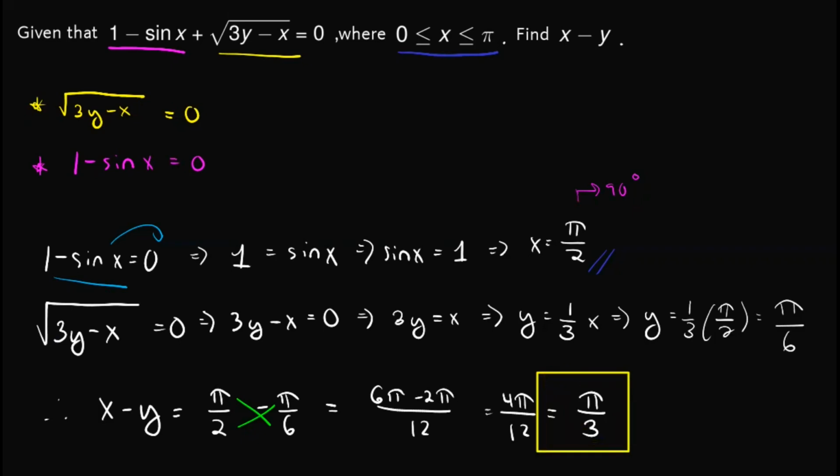So the key in solving this problem is observing that the given expression, if we group them out here, both of them must be greater than or equal to 0. So since their sum is equal to 0, the only possible case is that both of them are equal to 0. And from that, we'll be able to solve x and y and get the value of x minus y.